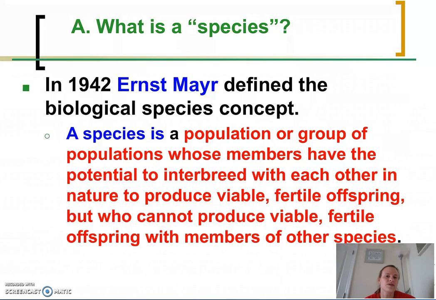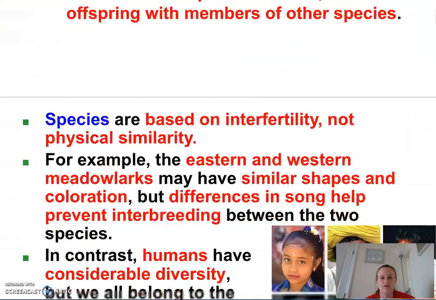Well, before we can understand speciation, which is the development of new species, we had better define species. So species are when individuals within a population can interbreed and produce a viable, fertile offspring.